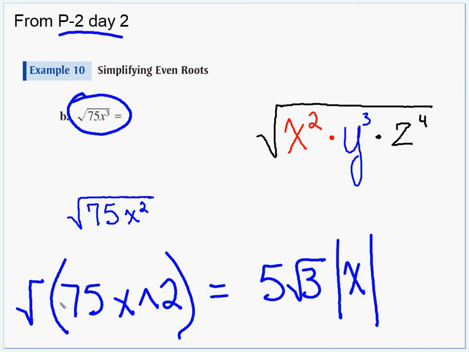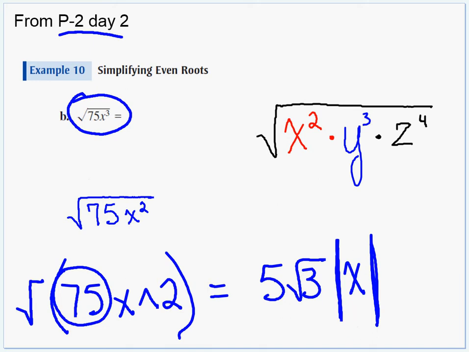So, it even simplified the square root of 75. Square root of 75, that's 5 times 3, and that becomes 5 roots of 3. And when we square root the x squared, it brought it out. Notice the calculator even put the absolute value bars there to make sure that that answer was correct, and that x was a positive number.